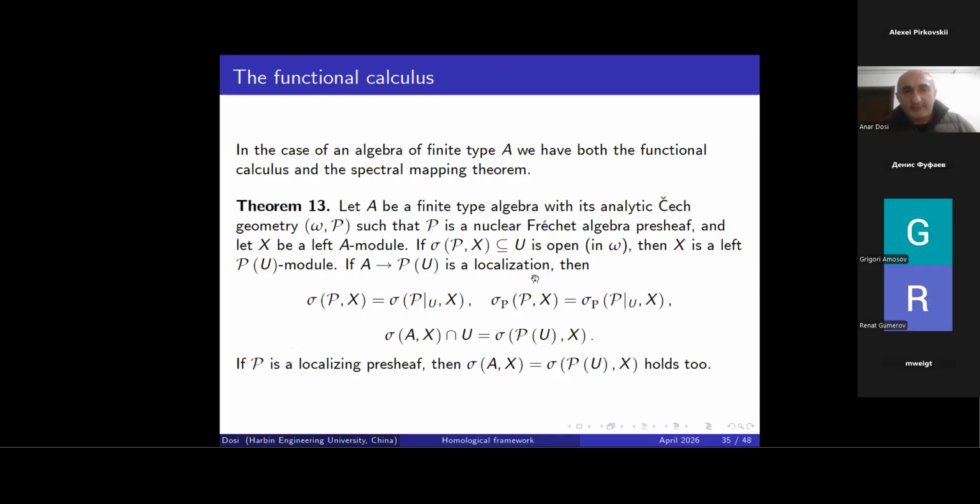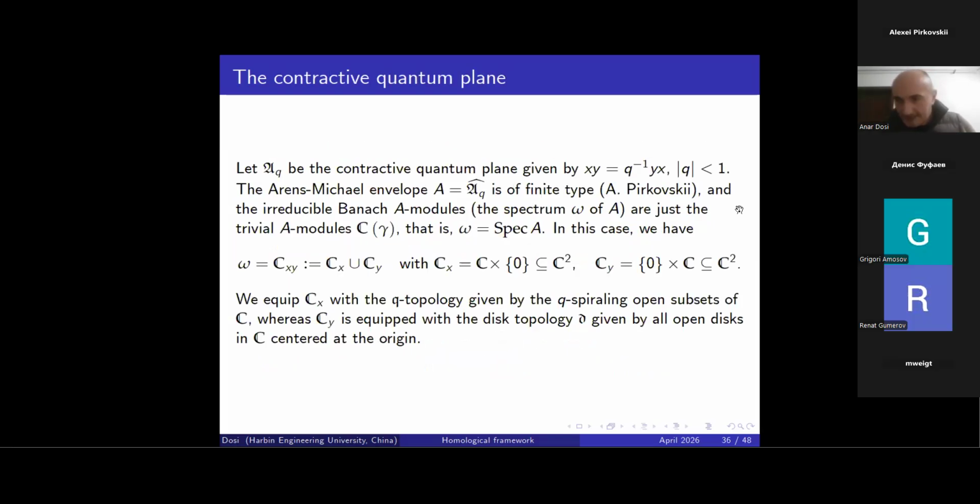Again, you can formulate a spectral mapping theorem, so we can skip it. It is just a reformulation in terms of Čech geometry. The only difference here is that we have a nuclear Fréchet algebra presheaf, so we are not assuming that we have a sheaf here. Okay, I still have some time.